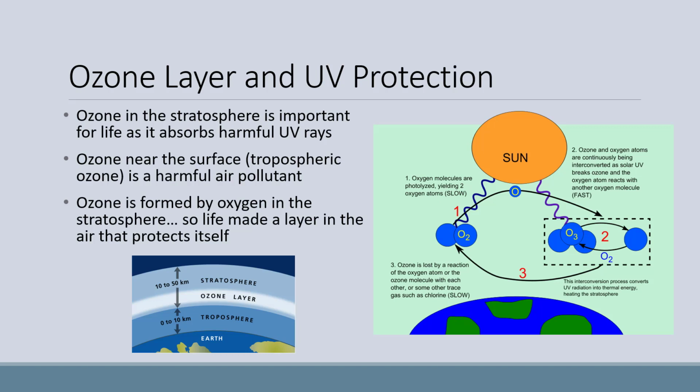Ozone is formed by oxygen in the stratosphere, which migrates up from the troposphere. So certain types of life, particularly photosynthesizers, made a layer in the stratosphere that protects other life. The image on the right shows the process of the formation of ozone, if you're curious.